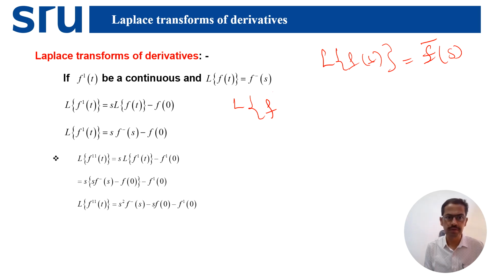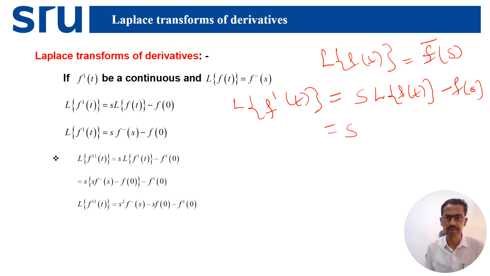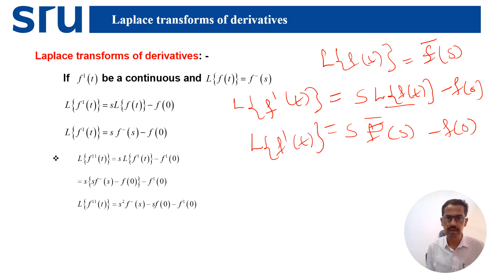Now the Laplace transform of the first order derivative: the Laplace transform of f dash of t is equal to s into the Laplace transform of f of t, minus f of 0. Or the Laplace transform of f dash t is equal to s into f bar of s, minus f of 0. This is the Laplace transform of f dash of t.